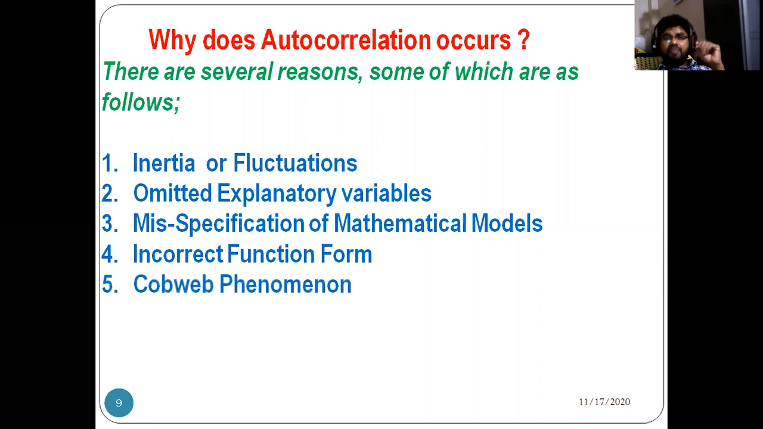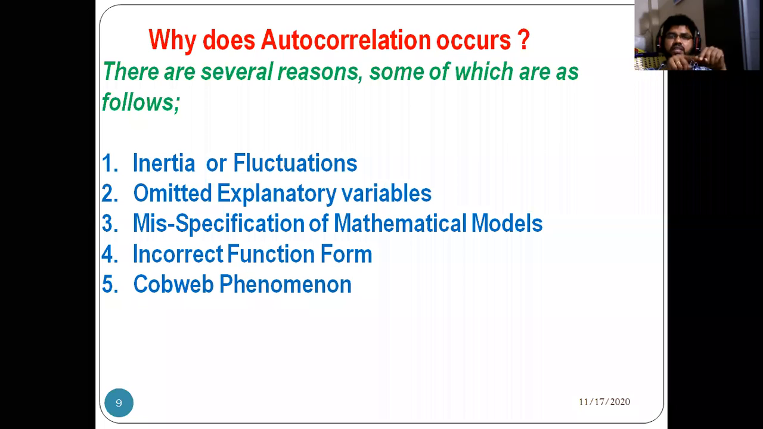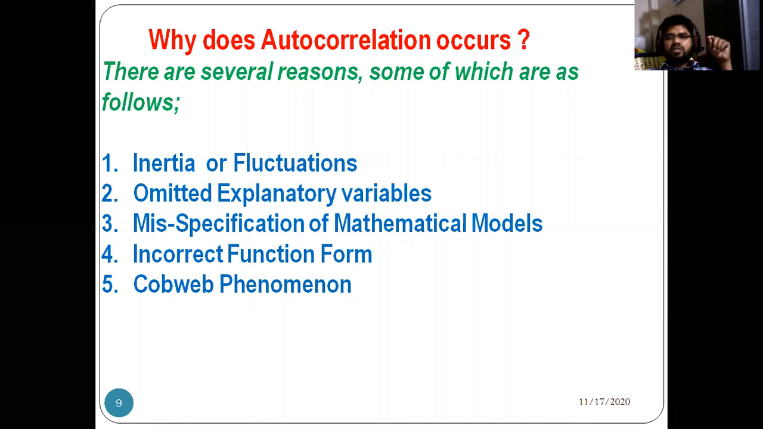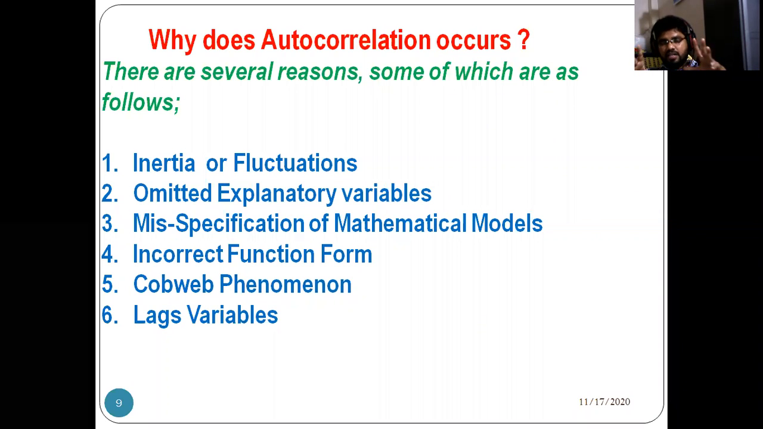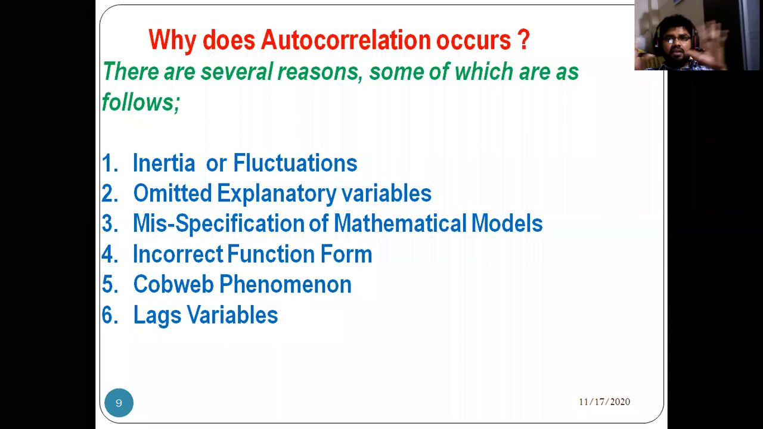Then if the data follows the cobweb phenomenon, as we have studied as economics students, what is meant by the cobweb phenomenon? If you take the present year, it depends on the previous year, which depends on another previous year, and so on. That is called the cobweb phenomenon. Then lagged variables. If you use lagged variables in your regression analysis, you will get an autocorrelation problem.